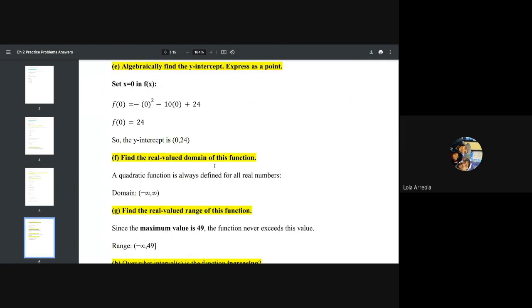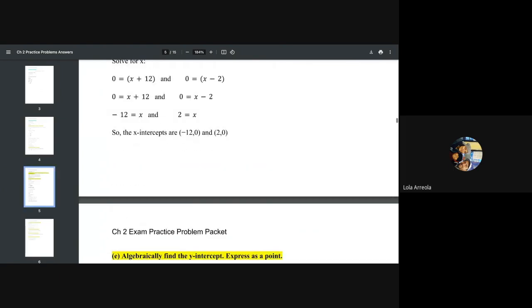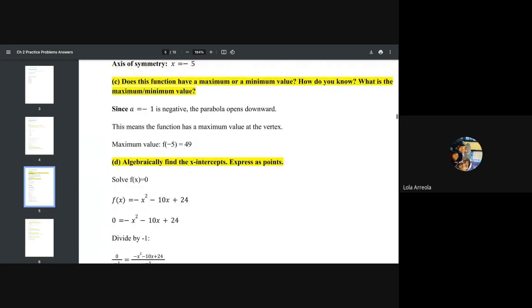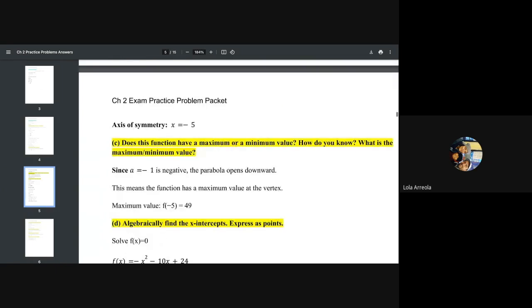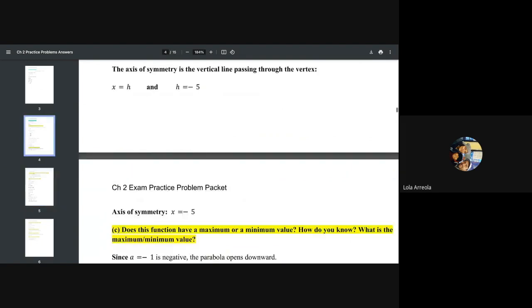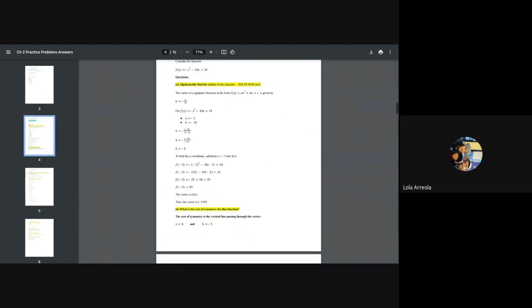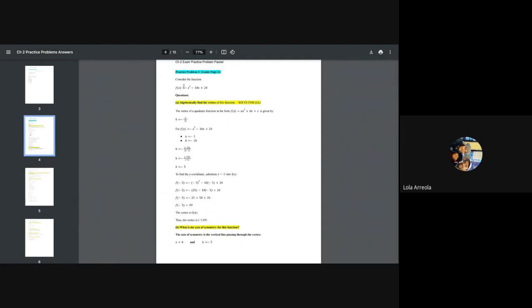Again, when I think about domain, if I look at my original function, what's my original function? It's -x squared minus 10x plus 24. If I look at this function, do I have any kind of fraction? No. So I'm not worried about the denominator equaling 0, because there's no fraction.